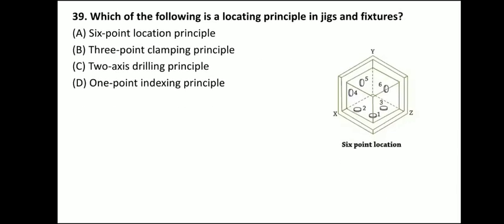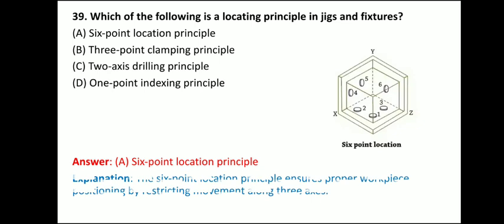Next question. Which of the following is a locating principle in jigs and fixture? So the answer is 6-point principle. So the 6-point location principle ensures proper workpiece positioning by restricting movement along 3 axes.